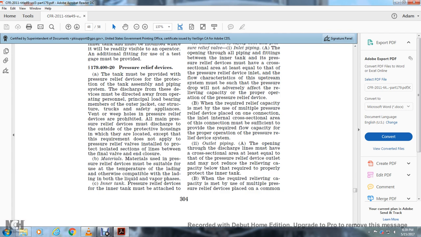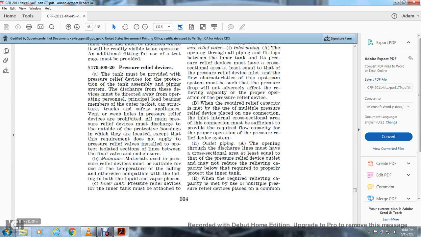All main pressure relief devices must be discharged outside of the protective housing in which they are located, except that the requirements do not apply to the pressure relief valves installed to protect the isolated section of the lines between the final valve and the enclosure. The materials used with the pressure relief device must be suitable for use at temperatures of lading, otherwise compatible with the lading in both liquid and vapor phase.